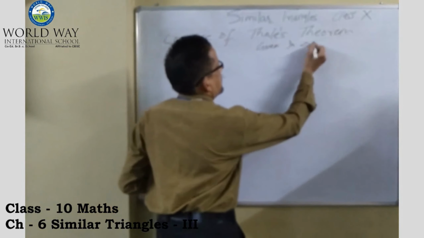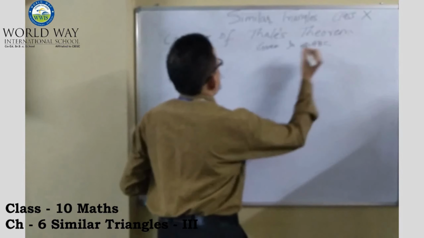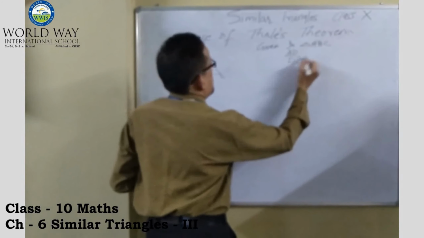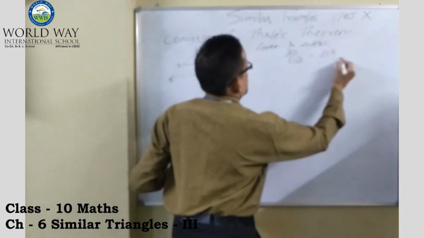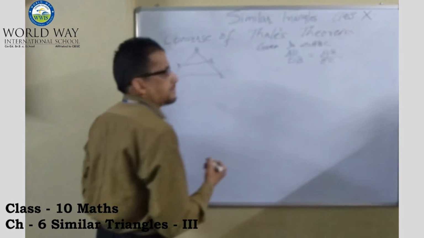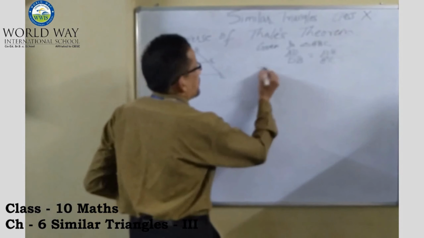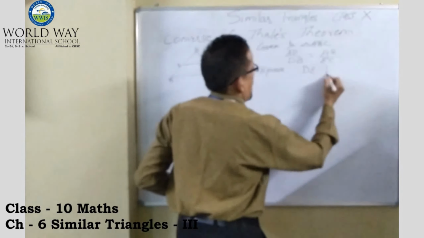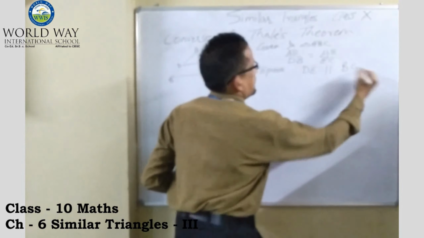In triangle ABC, AD upon DB is equal to AE upon EC is given. ठीक? To prove: DE is parallel to BC.